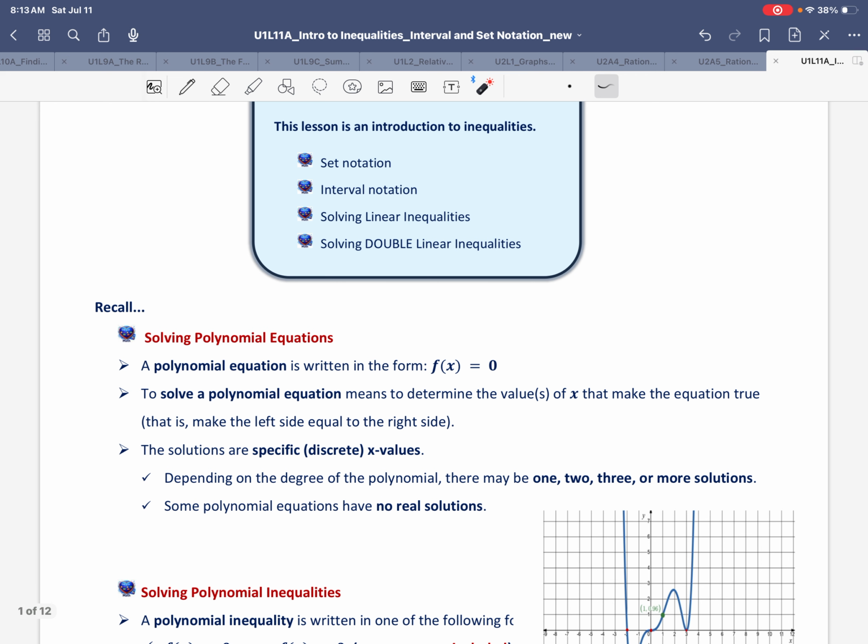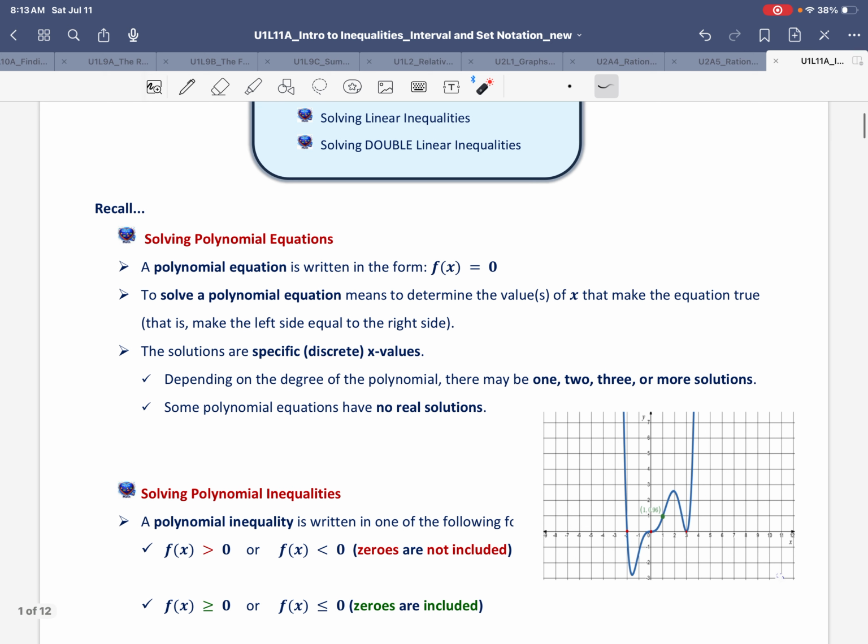Before we start, let's briefly review how we solve polynomial equations. To solve a polynomial equation, we set the function equal to 0. Our goal is to determine the value or values of x that will make the equation true. In other words, we're looking for the values of x that make the function value, or y, equal to 0.